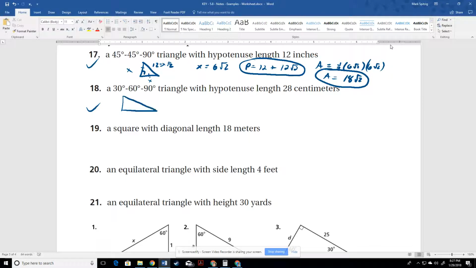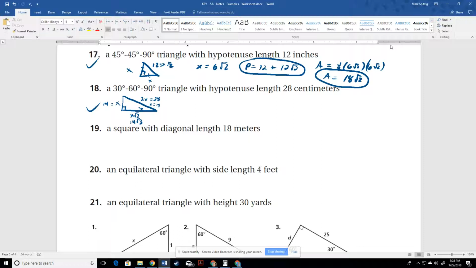Okay, here we go. We have 30, 60, 90. So I'll just say this is 30. So this is going to be x. This is my right angle. So it's going to be 2x. And this is going to be x root 3. X, x root 3, 2x across from the 30, across from the 60, across from the 90. And we know that the hypotenuse is 28, which means our x is going to be just 14, which is here, which means that this is going to be 14 root 3.